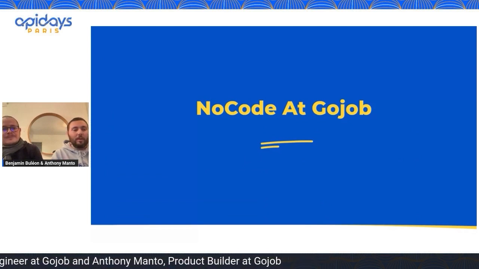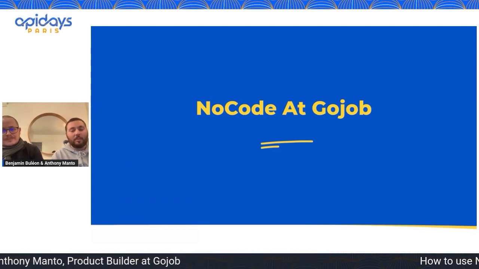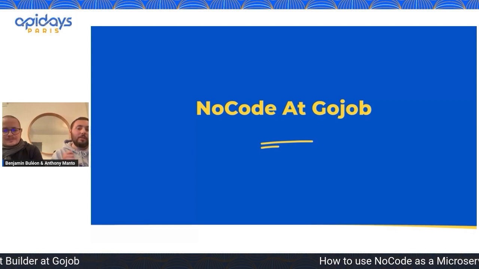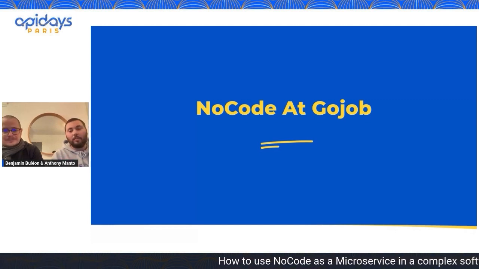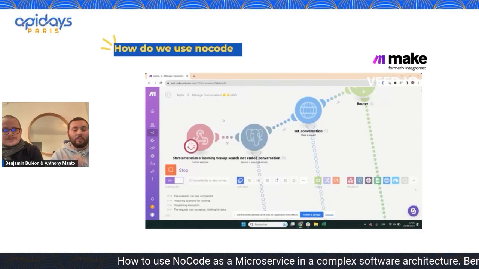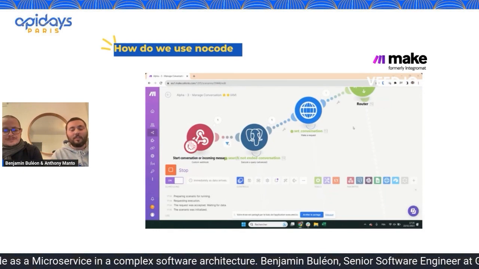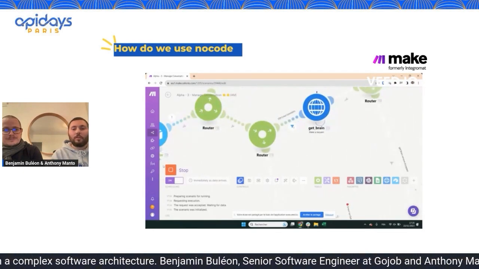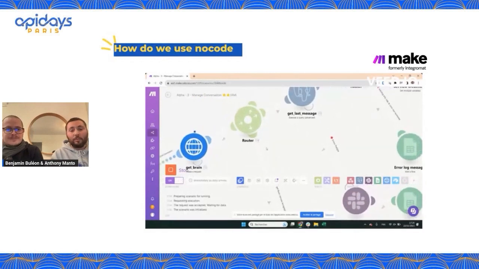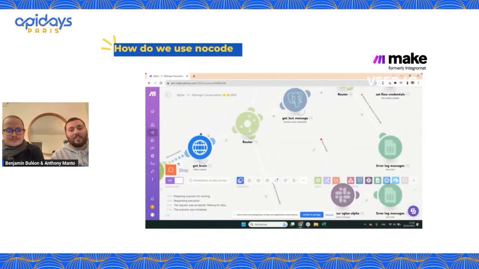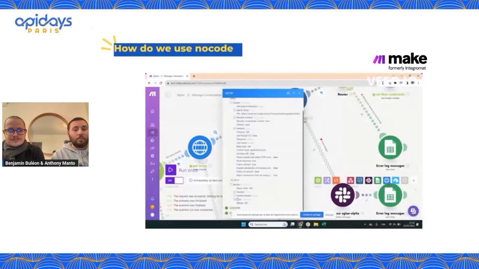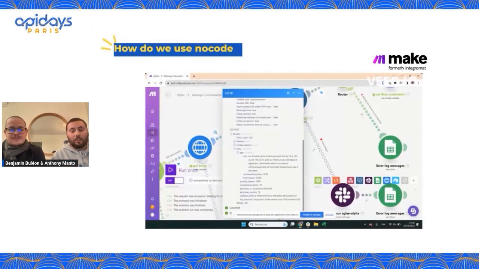Before talking a bit about this automatic conversation system, I will talk about NoCode at GoJob. For us, our definition of NoCode is building automation and interfaces with the mouse instead of the keyboard. That means we use very visual interfaces and drag and drop systems to build automations. One of our favorite automation tools, so NoCode tools, is Make. It helps us to connect different services to each other.